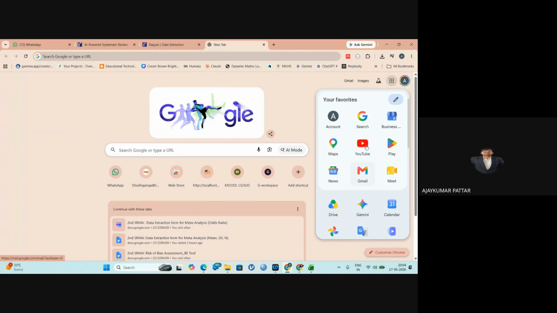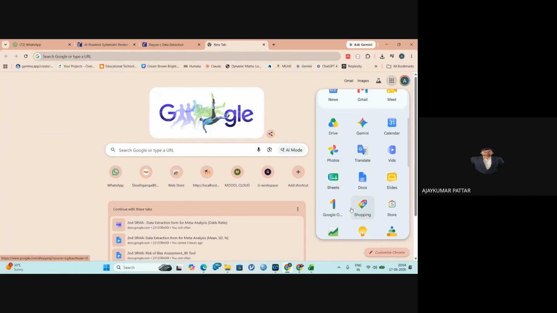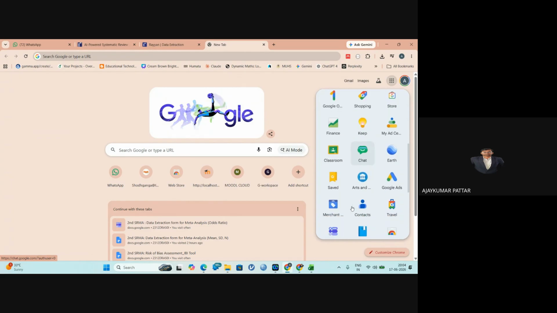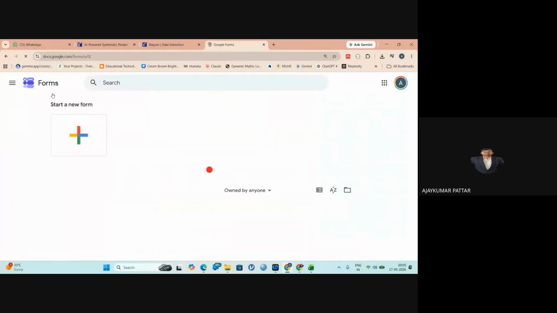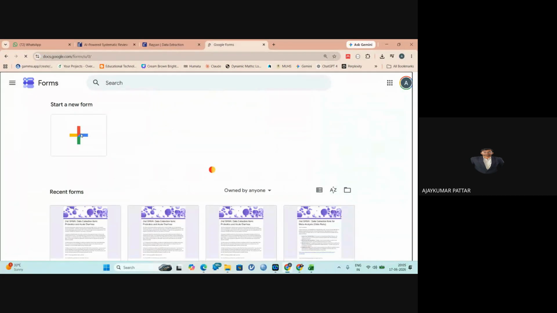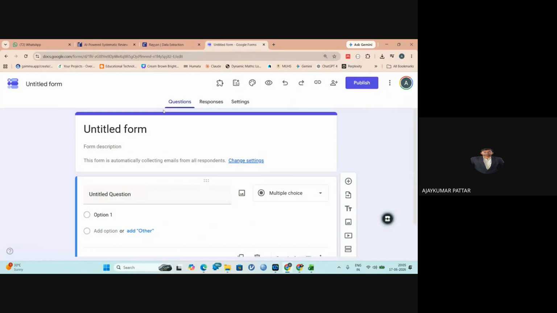So the symbols have been changed by Google. Or I will show with my previous one also.